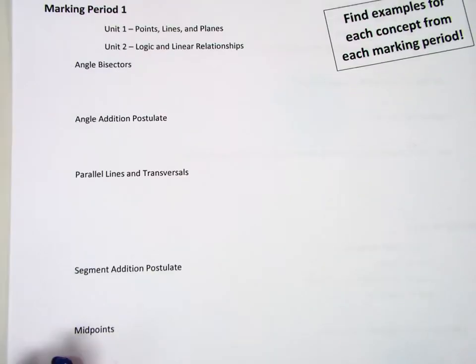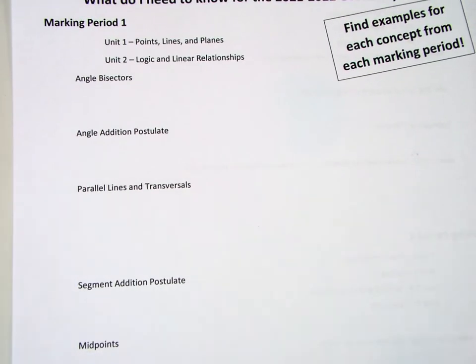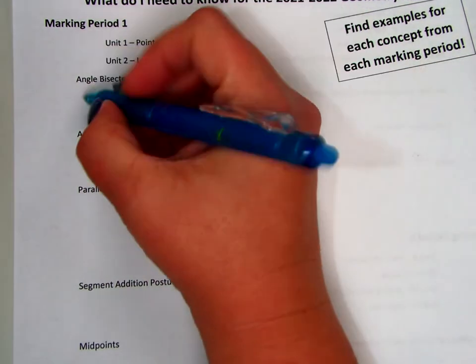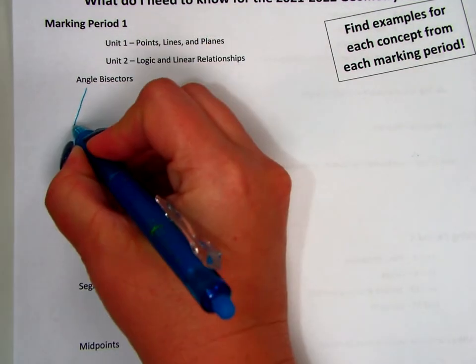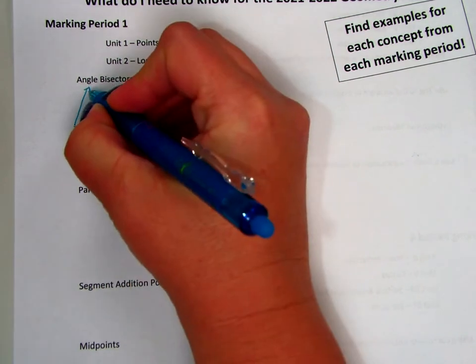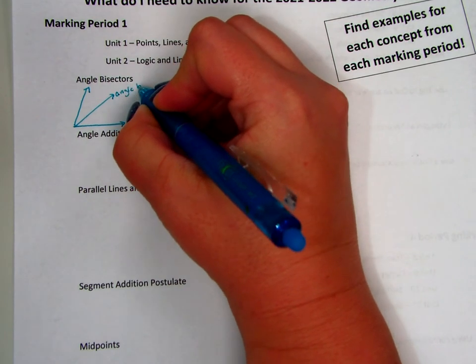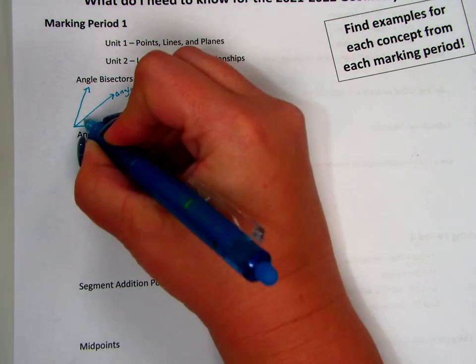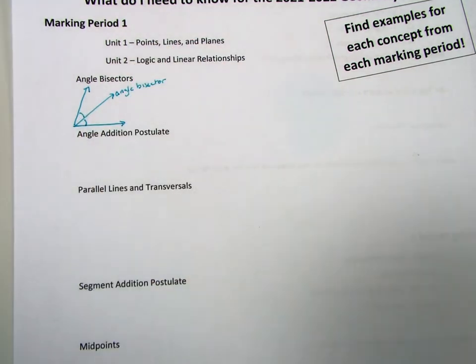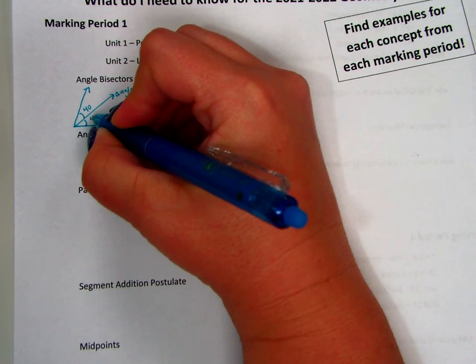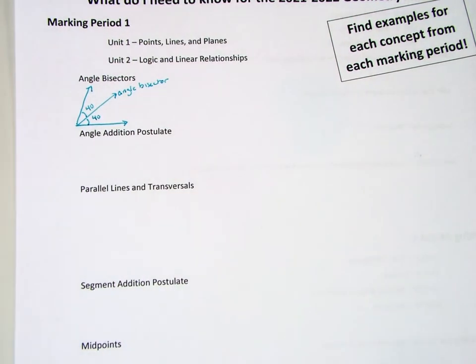Okay? So, what do we know about angle bisectors? They split an angle into 2 equal parts. If I wanted to draw an example, I could draw an angle, and then I could draw an angle bisector in. And I would know that these 2 pieces are exactly the same size. So let's say one is 40, that means the other is also 40. Right? Sometimes you see angle bisectors used with algebra problems.